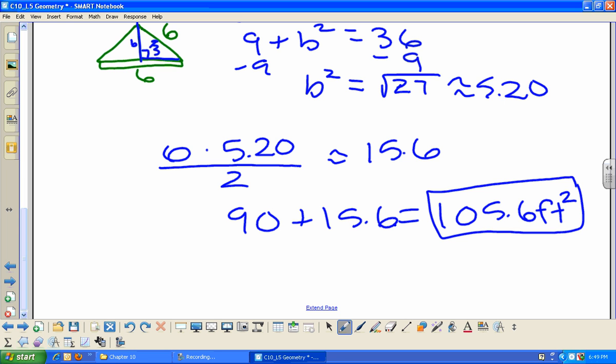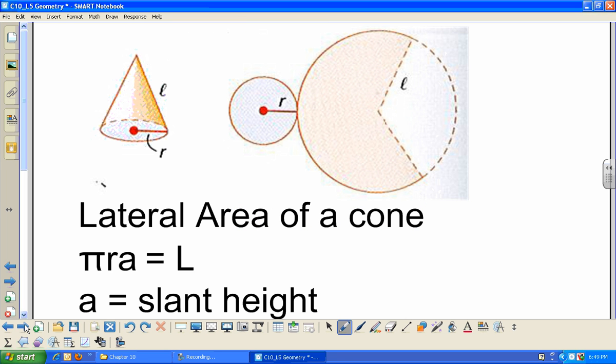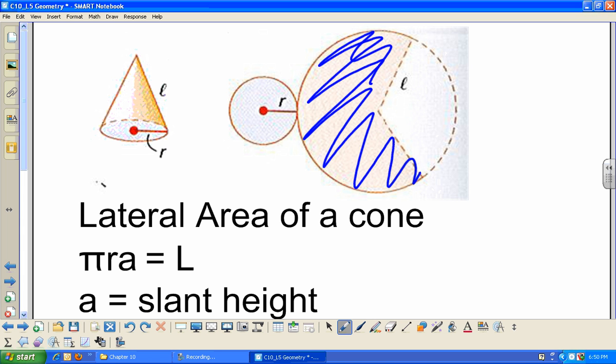Now when I'm talking about the surface area of a cone, this also has its lateral area. If I were to flatten out my cone into a net, this is what it would look like. The lateral area of a cone is pi times the radius times A. A is equal to your slant height. This will give me the area of this shaded region.